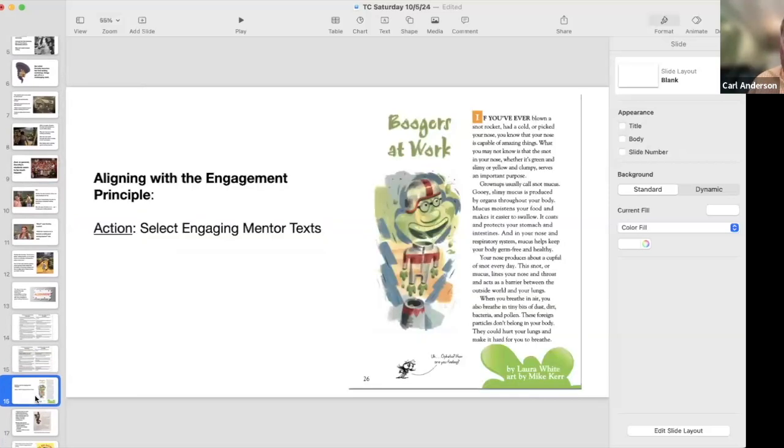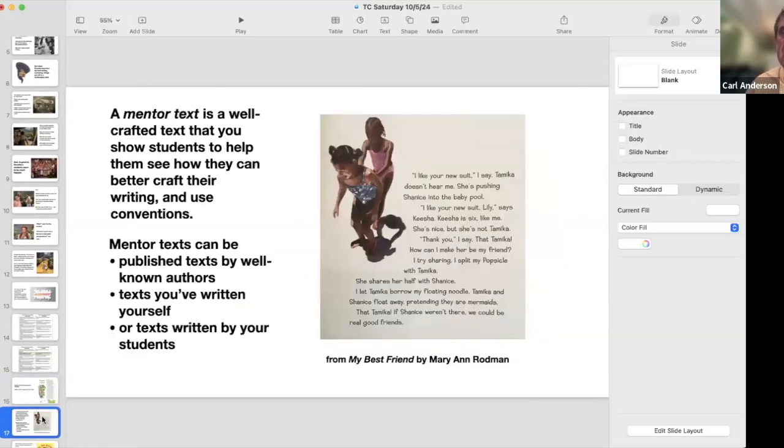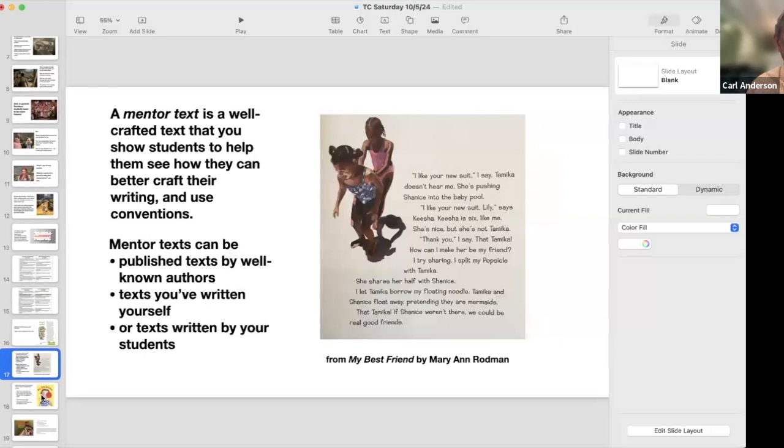And so one action is to make sure that we select engaging mentor text. Okay. And it's interesting to think about mentor text. The formal definition of a mentor text doesn't really address this issue of engagement. And we typically think of mentor text as well-crafted text that we show students to help them see how they can better craft their writing and use conventions. And, of course, mentor text, I use a lot of published text. I use my writing. Sometimes I use student writing. But we don't really think of mentor text as creating the conditions for engagement. And what that means is this.